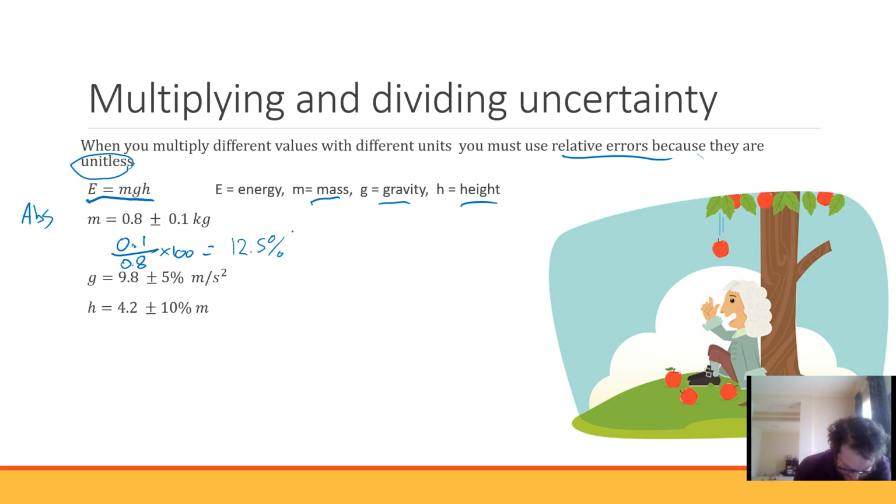12.5%. So that means our mass is actually 0.8 plus or minus 12.5%. Okay, cool. So now what we need to do is say, well, what about the other ideas here? We've got gravity, which is 9.8 plus or minus 5%, and our height is 4.2 meters plus or minus 10%. Now, what's going to happen is the uncertainty in these things is going to compound together. And how it's going to compound together is going to be interesting.